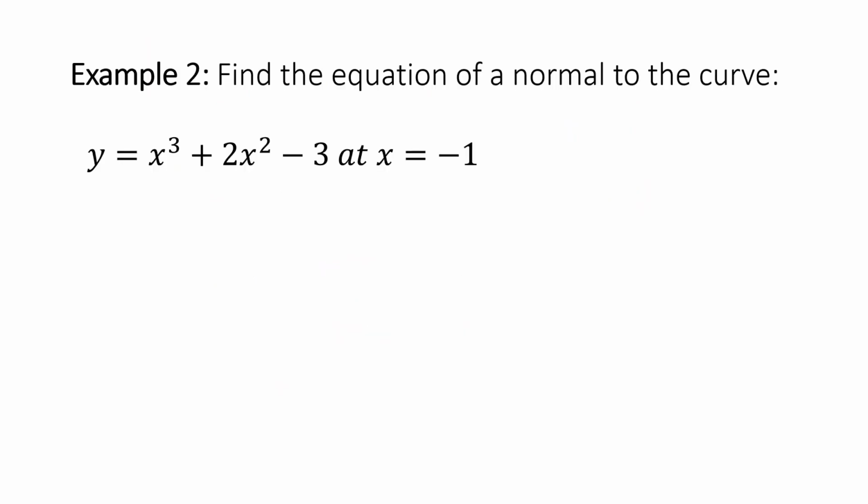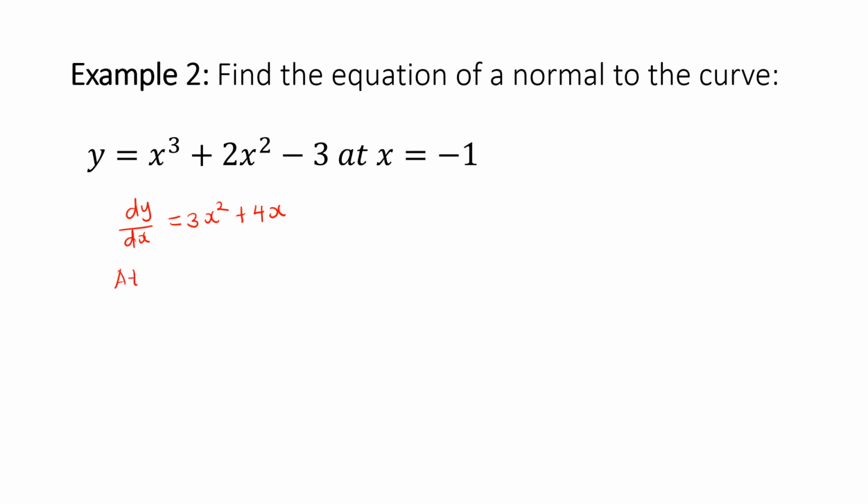Example 2, we are required to find the equation of a normal to the curve y is equals to x cubic plus 2x squared minus 3 at x equals to -1. So first, we obtain the gradient function of y by taking derivatives of y with respect to x and applying the power rule. 3 by 1 gives us 3, and then we reduce the power by 1, so we have 3x squared. The next term, 2 by 2, gives us 4, and then reduce the power by 1, you end up with 4x. And -3 is a constant. If we differentiate it, we get a 0.